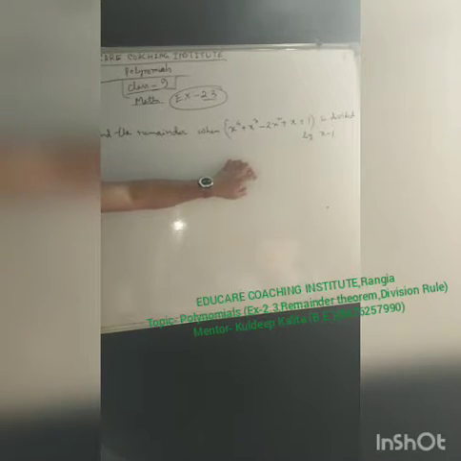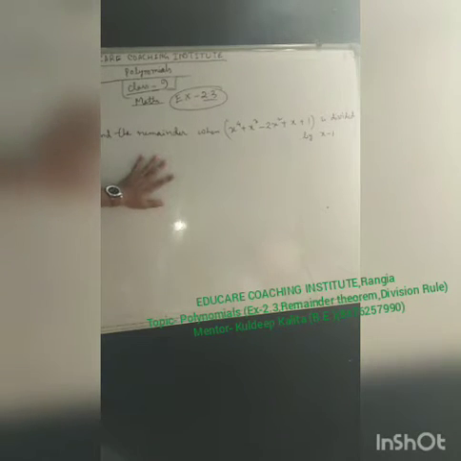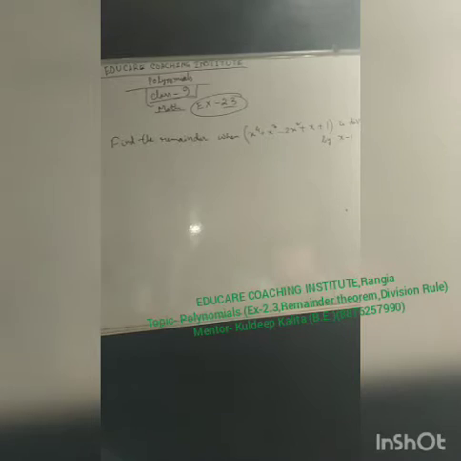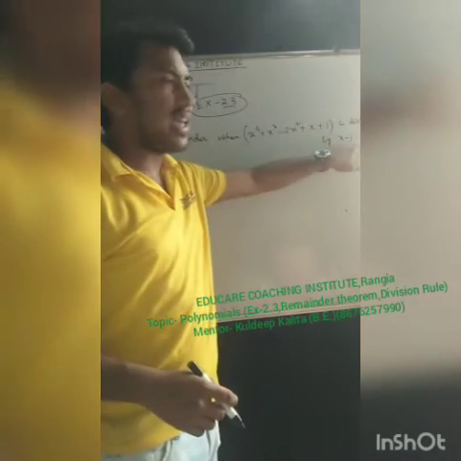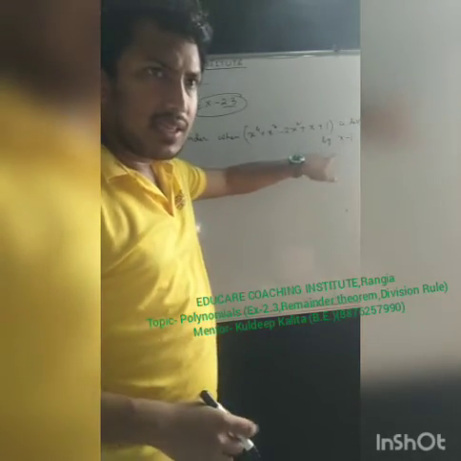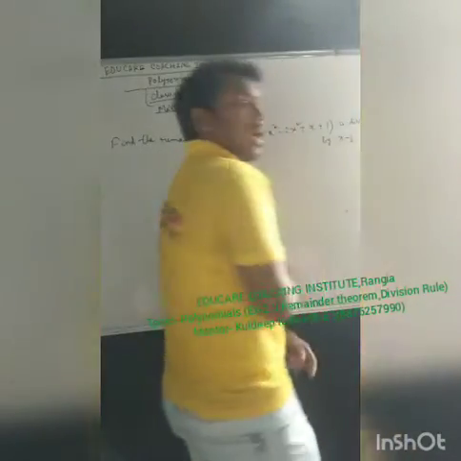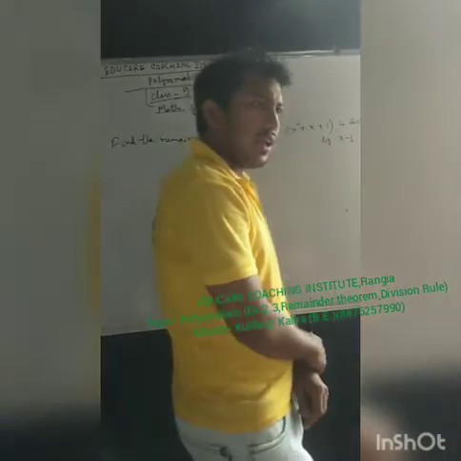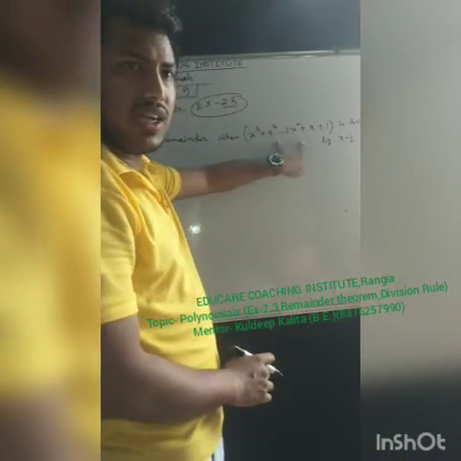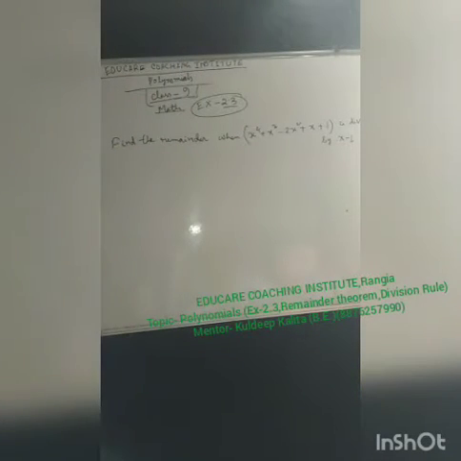See properly what we have learned in the remainder theorem. We have that if P(x) is divided by x minus a, then in place of a we take the real number. Here they have given 1, so in place of x minus a, it is x minus 1, and P(x) is this. If P(x) is divided by this, what will be the remainder?